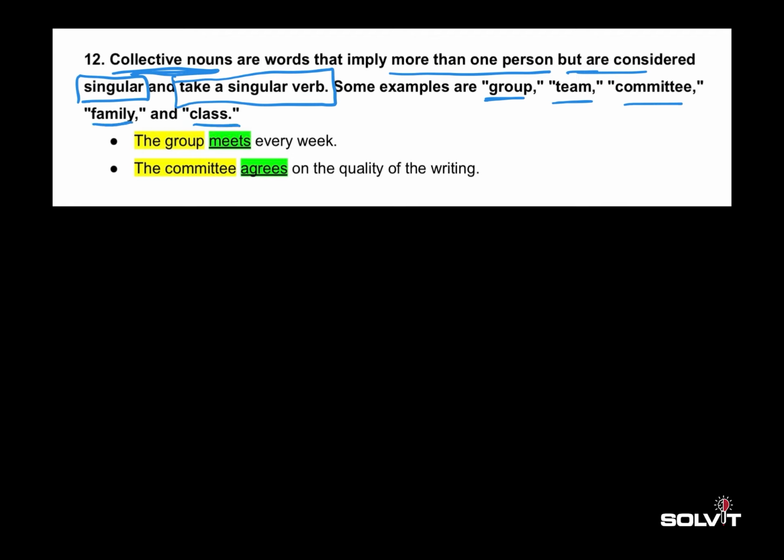Now, look, all of these words, we know that a group is not just one person, it's a group of people. A team is not one person, it is a team of people. A committee is not one person, it is a committee of people. A family does not have one person, it has lots of people. And lastly, a class does not have one person, it has lots of students. So even though we know that these are collective nouns, okay, these are called collective nouns.